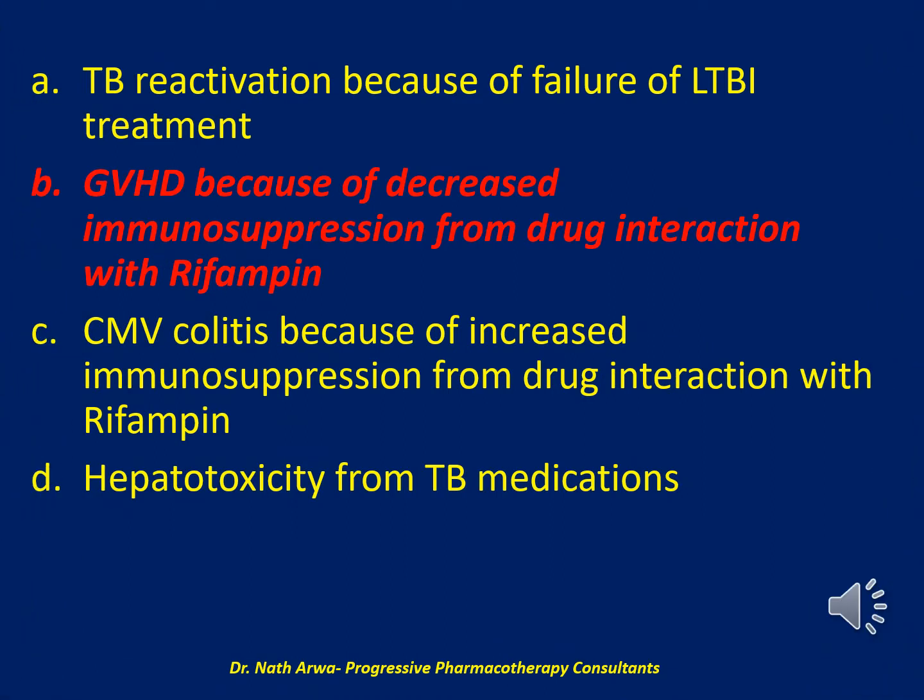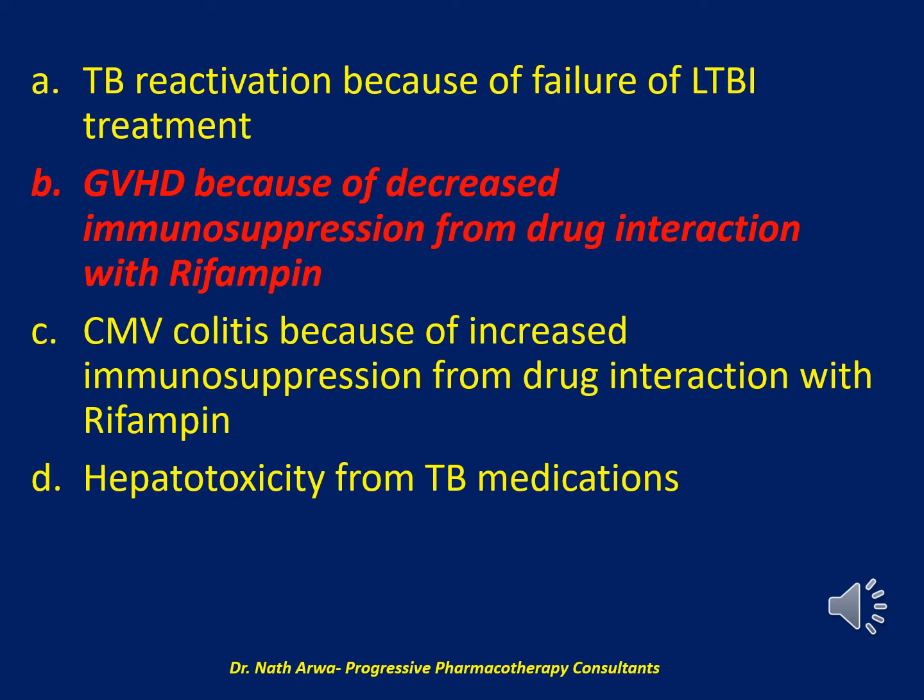And the correct answer is B. Graft versus host disease, GVHD because of decreased immunosuppression from drug interaction with rifampin. The most likely culprit in this scenario is decreased immunosuppression caused by the drug interaction with rifampin and tacrolimus, which may lead to the development of graft versus host disease, GVHD, which makes answer B correct.